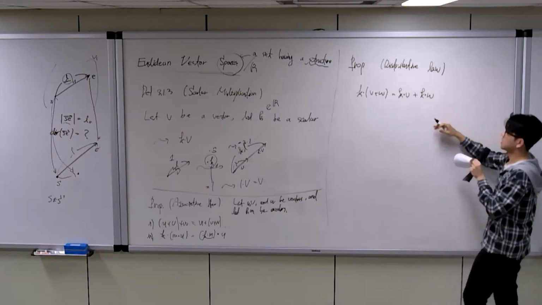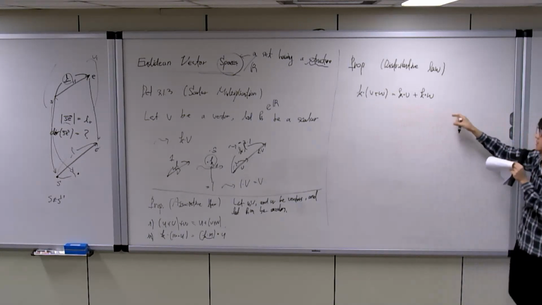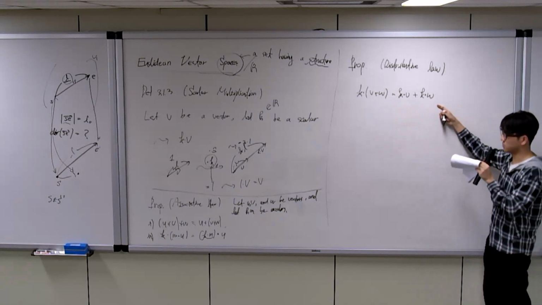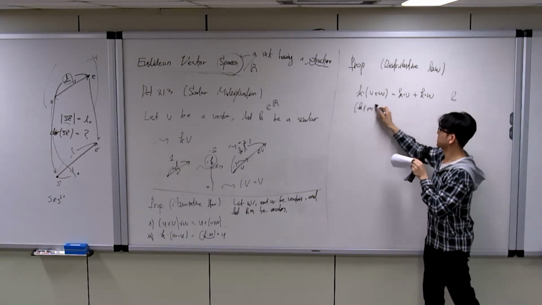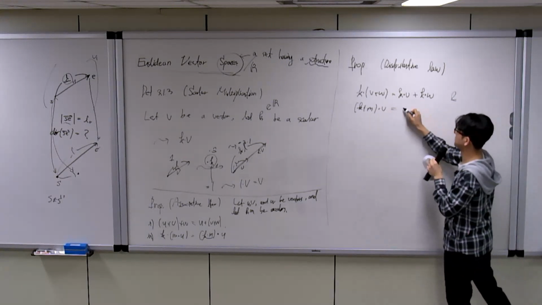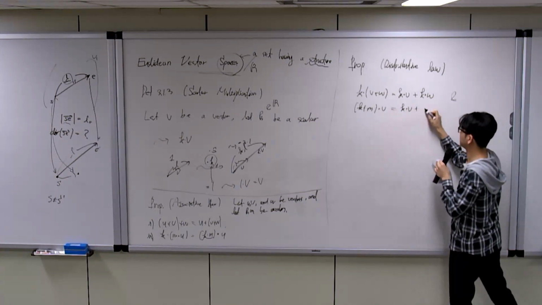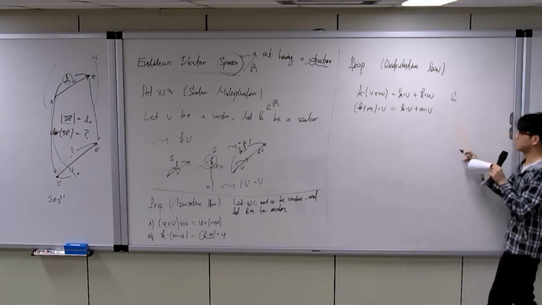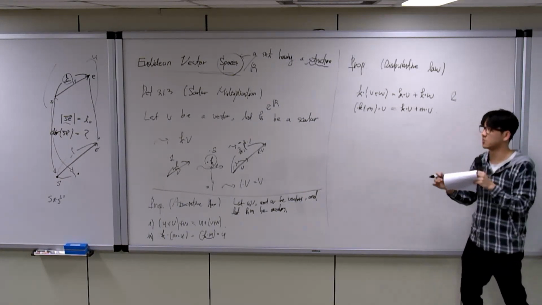So scalar multiplication by k applied to the vector v plus w is the same as kv plus kw. So it makes sense, the scalar distributes over the vector addition. After we construct all these properties and definitions, we will define the axioms of a vector space.